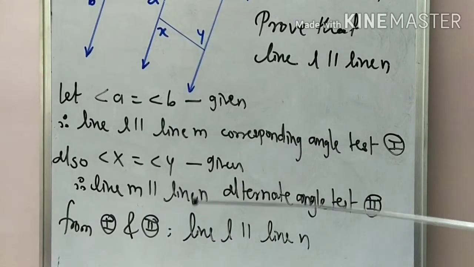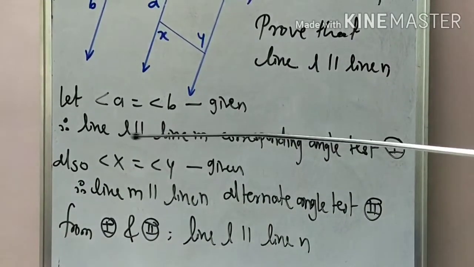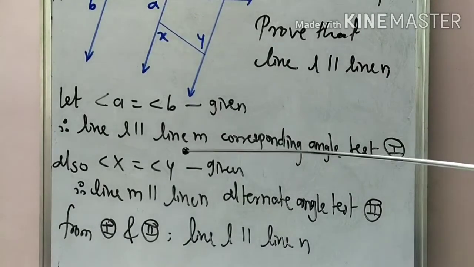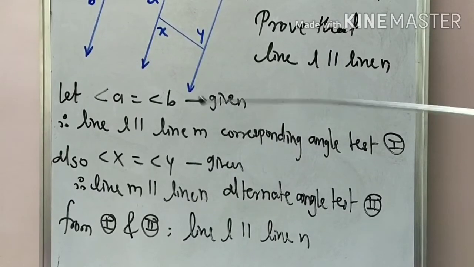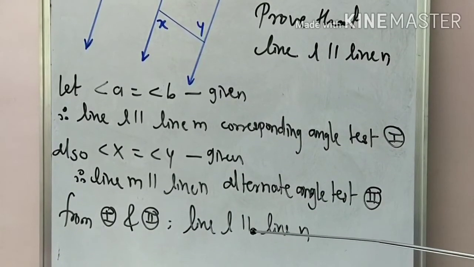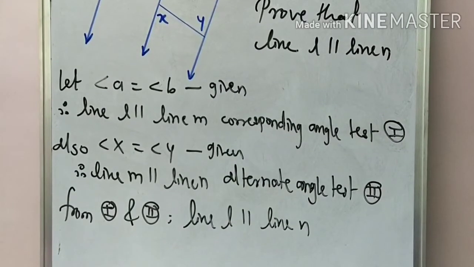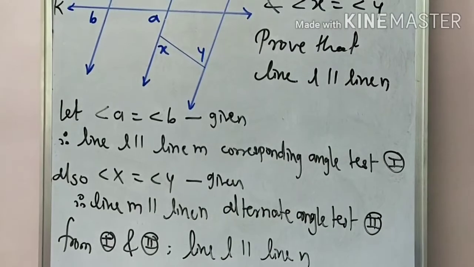And from 1 and 2, it is like transitivity. The first line is parallel to the second, the second line is parallel to the third, therefore the third line is parallel to the first, and hence we can say line L is parallel to what? Line N. Okay, so this is an example asked in exams for 2 marks.